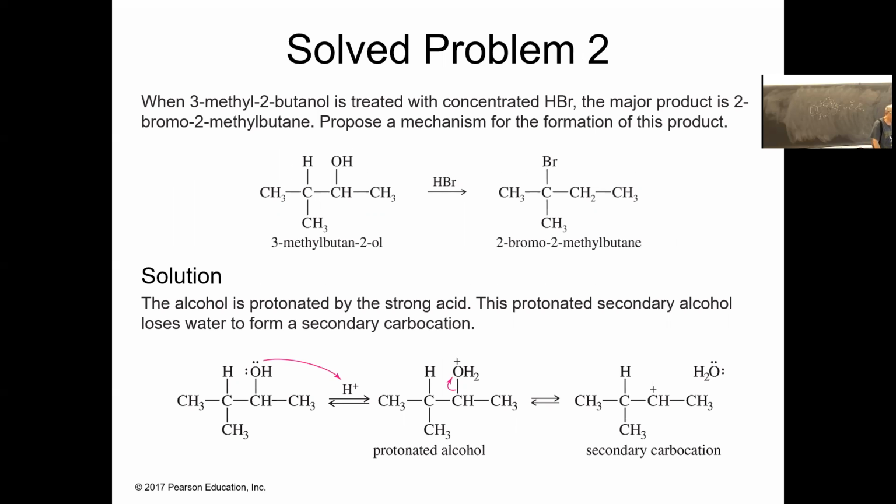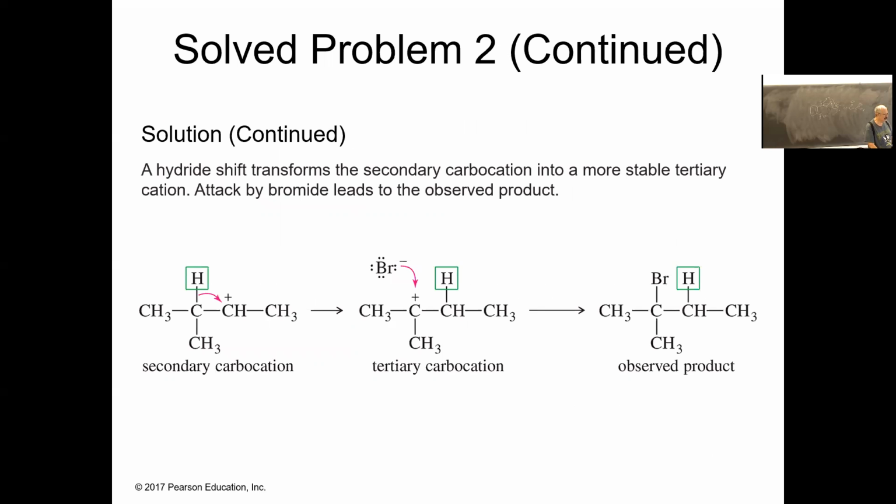So here's an example of a rearrangement that takes place. Oxygen gets protonated, water leaves, we get a secondary carbocation. Then we'll have a hydride shift to give us a tertiary carbocation, which bromide then rapidly attacks. So we get the rearranged product.